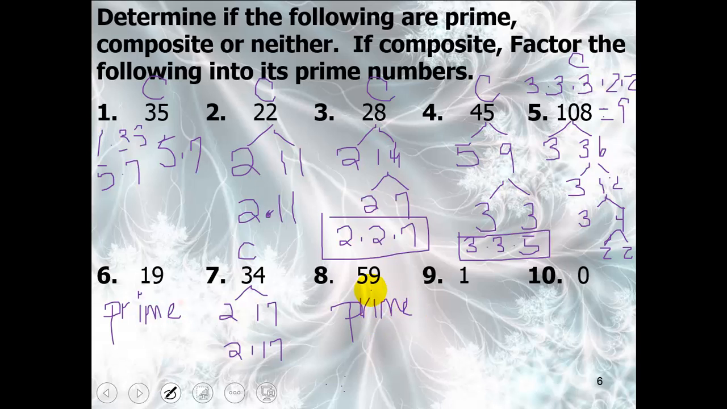And then we have 1. 1 is neither, and 0 is neither. Don't forget 1 and 0 are neither prime nor composite.